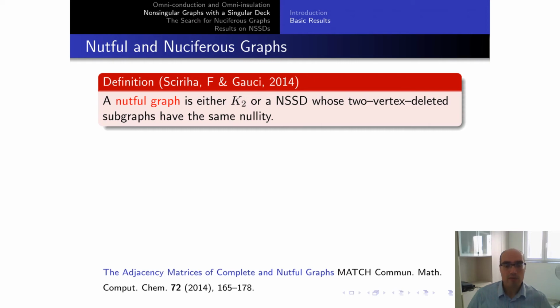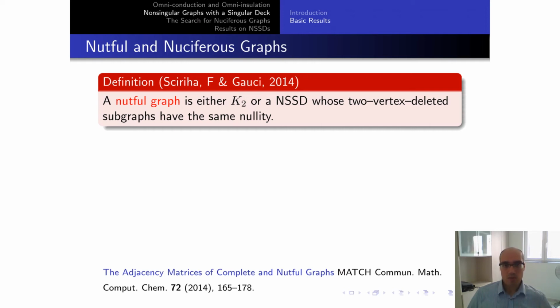So suppose we have an NSSD whose two vertex deleted subgraphs have the same nullity. By the previous result, this nullity can either be 0 or 2. But this nullity cannot be 2. Otherwise, the inverse will be the 0 matrix. And the 0 matrix does not have an inverse itself. So this means that if we have an NSSD whose two vertex deleted subgraphs have the same nullity, then this common nullity is 0.